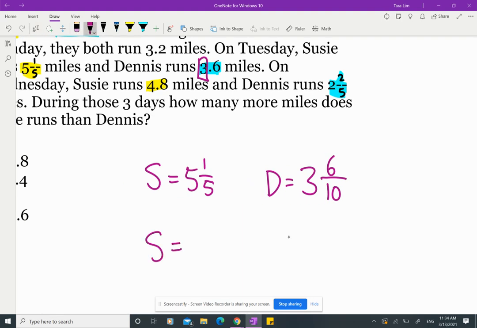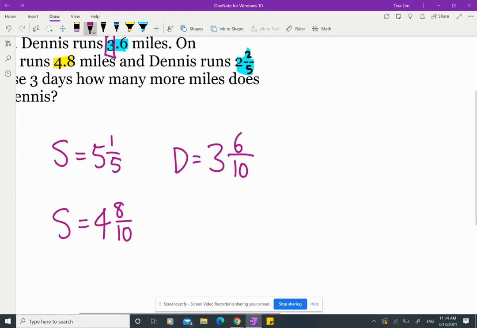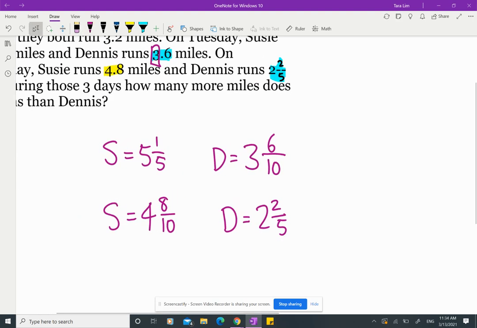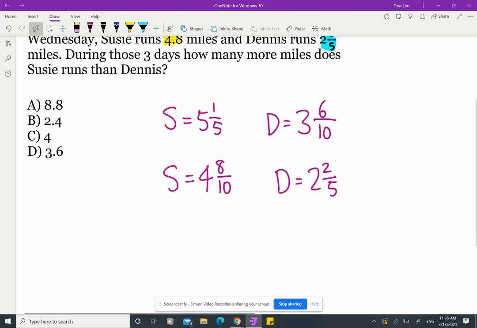And same thing here. The whole number for Susie, 4.8 miles, is 4. And again, the numerator is 8, and the denominator is 10. And Denise runs 2 and 2 over 5 miles. So now that we know all of them, we changed all of them into fractions.